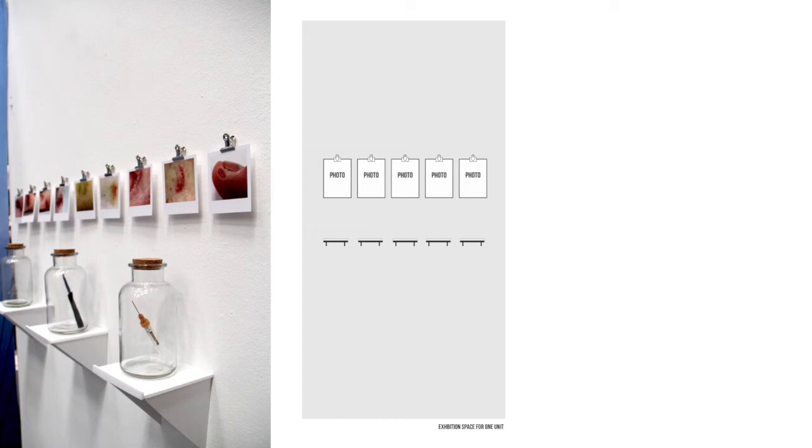So the plan on the right, you can see they've got some photographs, and then underneath those symbols show the idea of having some shelves with the objects on.